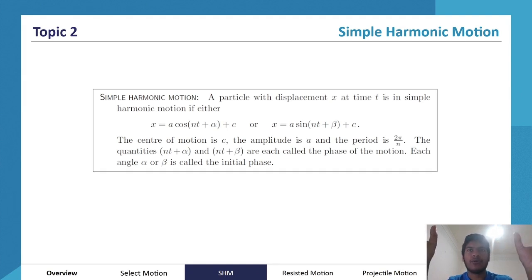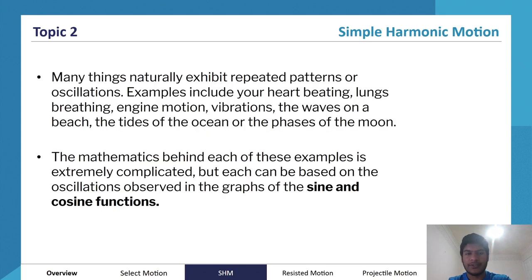Or if we're using 2 simple harmonic pendulums, but one's got a shorter length, right? And so even though we start them at different positions, we're going to end up with different alpha and beta. They're related to the phase of motion. So each angle, alpha or beta, is called the initial phase. So, like I said, many things exhibit repeated patterns or oscillations.